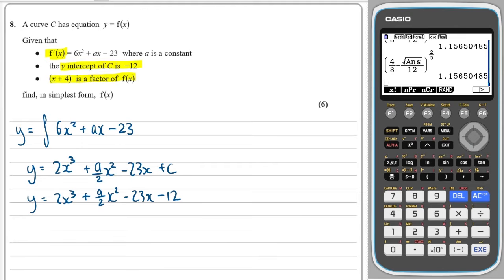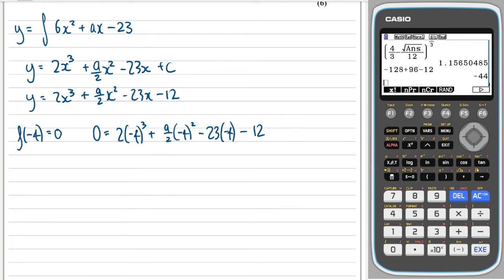And finally we need to find a by using the fact that f of minus 4 will equal 0, because the factor theorem states that if x plus 4 is a factor, then f of minus 4 is equal to 0. So we say 0 is equal to 2 lots of minus 4 cubed plus a over 2 times minus 4 squared minus 23 times minus 4 minus 12. This is going to be minus 128, and that is 16 over 2, which is 8. This is plus 92, and that is minus 12. So this is going to give us 80, so minus 48 plus 8a.